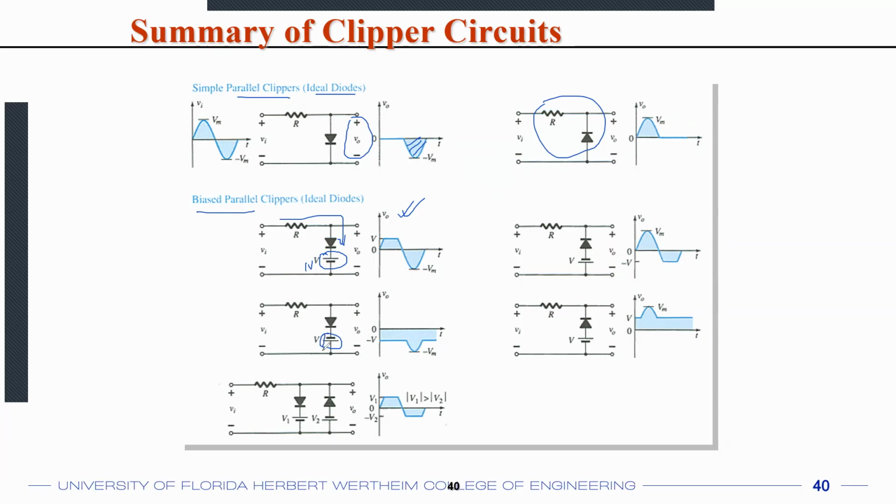Similarly, you can find out what would happen in this scenario when the polarity of the battery is reversed. And you can just do the math. Basically, you can just do a line at minus V, and you can understand which part will conduct out of the two.